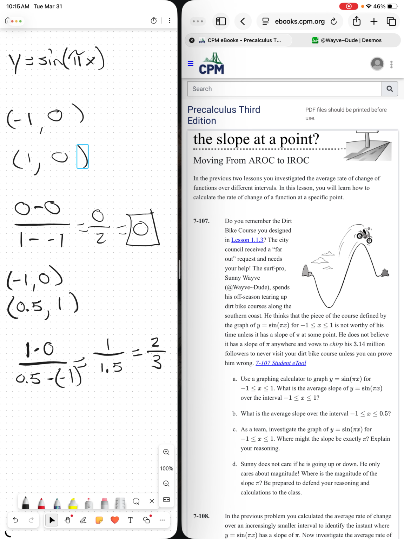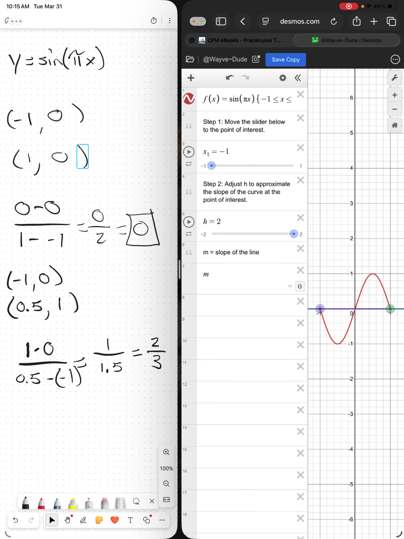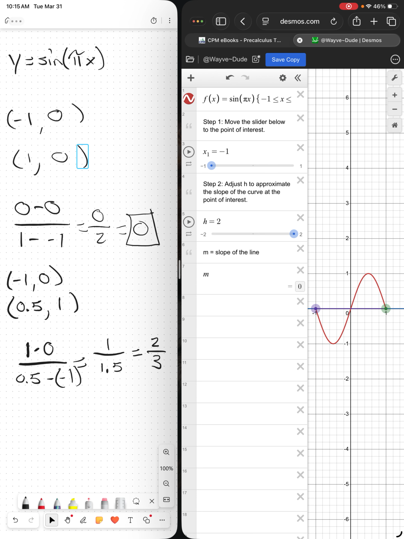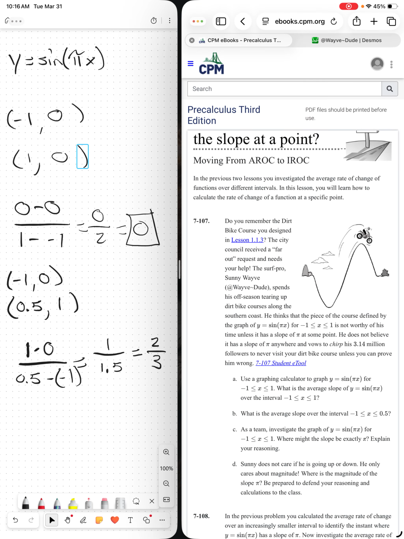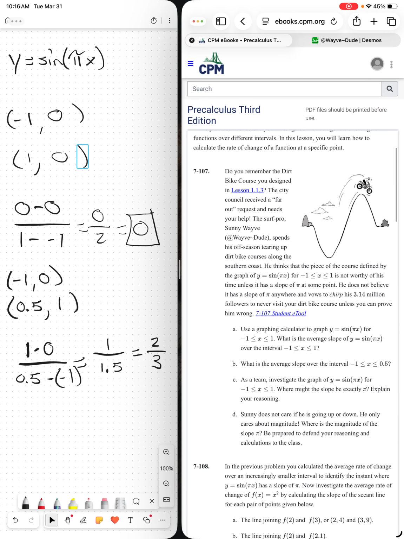As a team, investigate the graph. Where might the slope be exactly pi? If we look, where's our steepest slope going to be? Our steepest slope is going to be right here at 0, or at the very beginning or very end. So 0 would be our steepest slope.